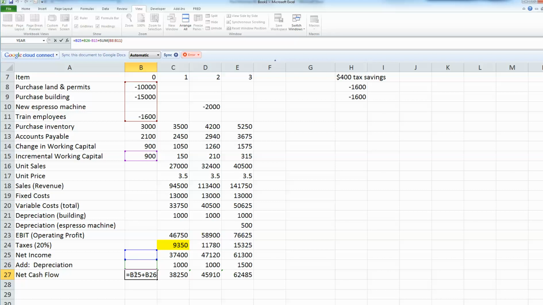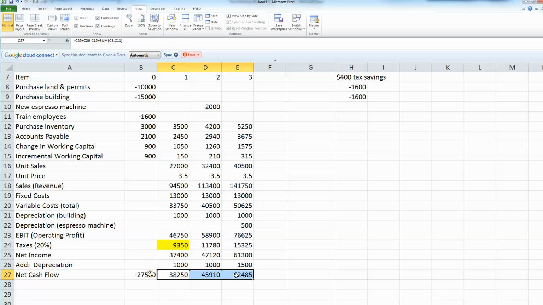So it's basically not impacting my answer. So in year 0, I've got a big outflow of 27,500, and the inflows are expected to occur in years 1 through 3. So I have now calculated my startup costs and my operating cash flows. I need to deal with my terminal cash flows.